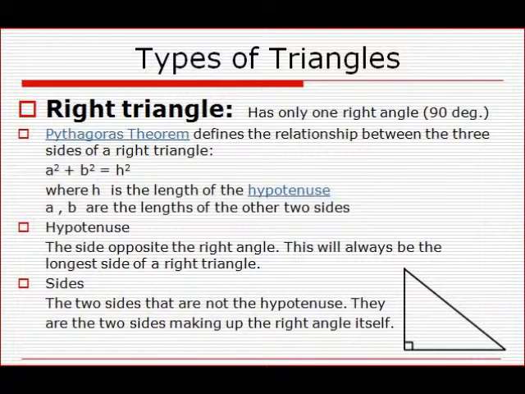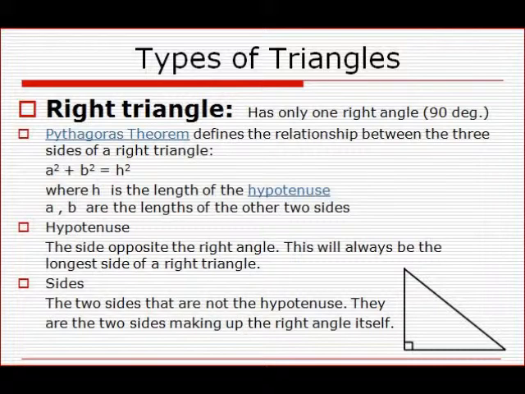The hypotenuse is the side opposite the right angle. This will always be the longest side in a right triangle. The sides: the two sides that are not the hypotenuse are the two sides making up the right angle itself, also called the legs.